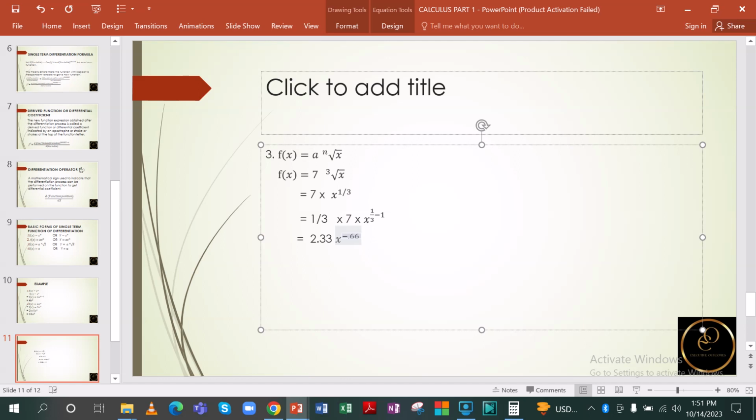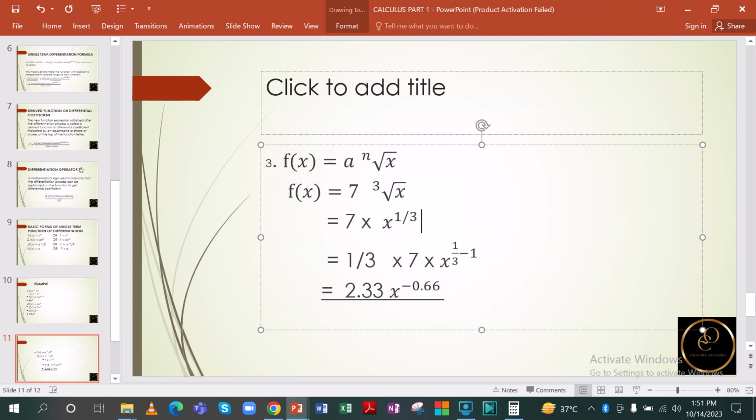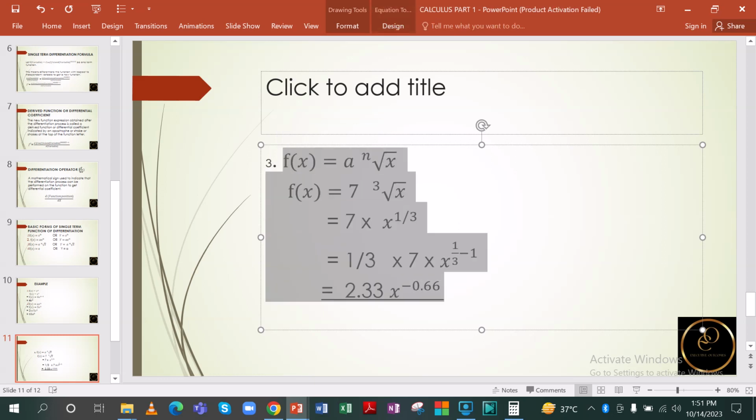Okay, so in short, that's what we're going to have: negative 0.66. That is going to be the end result of this calculation. So that's how it is going to reflect as a final answer.